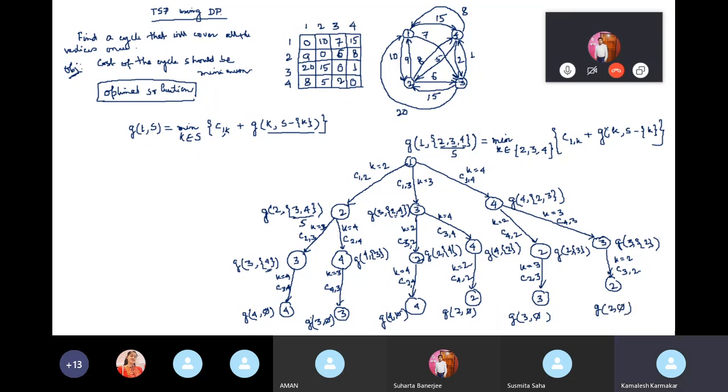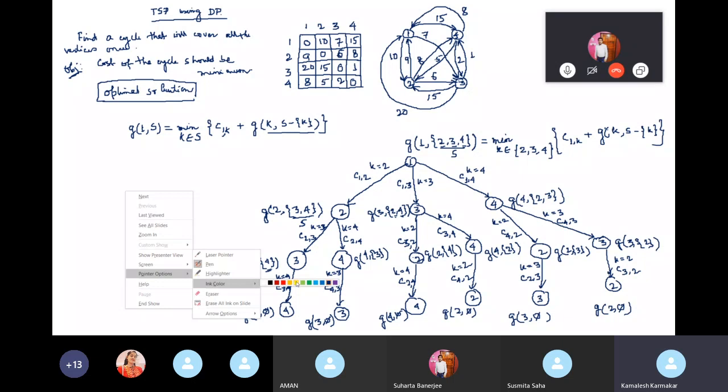Now we can't expand these functions further because this set is null. If the set S is null, then there is no more vertex to visit as the next vertex, so the algorithm will stop here. In this way, the tree will be expanded. Now, what will be the cost? How to determine this cost? Let us determine this cost. I will try to put those values here.